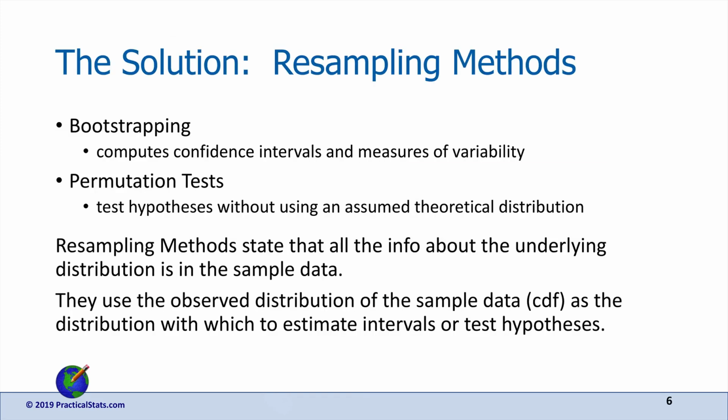So the solution is resampling methods. Bootstrapping computes confidence intervals without assuming a normal distribution. Permutation tests do the same. What they do is use the observed distribution of the sample data. The shape of the sample data is considered the best estimate of the data out in the field, not a theoretical distribution. So all the information that you need about the underlying distribution out in the field is given to you by the sample data that you've collected.